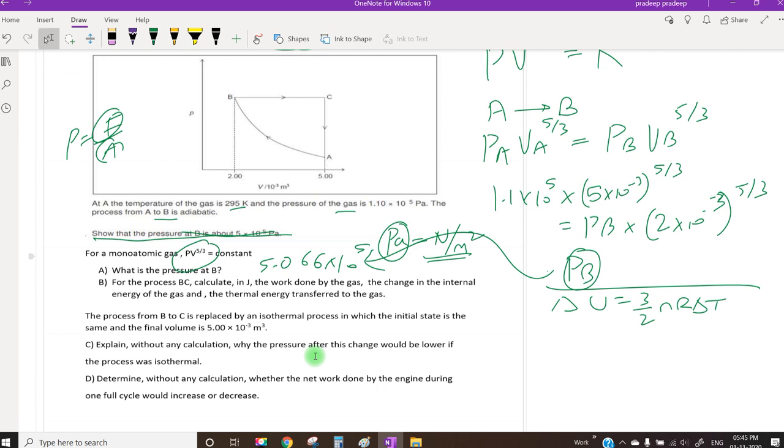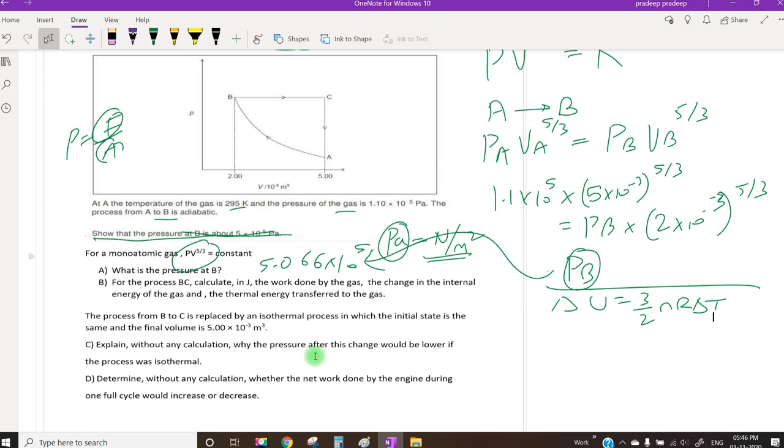No, I am actually asking after part. This change in the internal energy, delta U value. What did you get delta U as? Delta U I got as 2.28 times 10 to the power 3. Okay. And the work done? Oh, sorry, the thermal energy transferred.